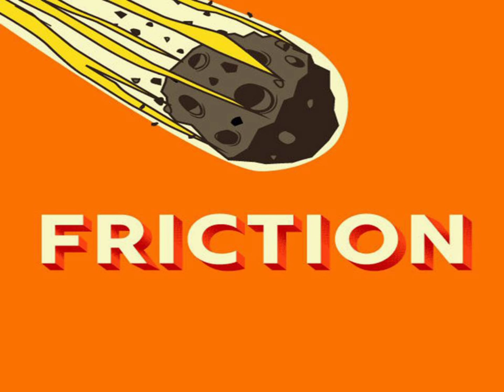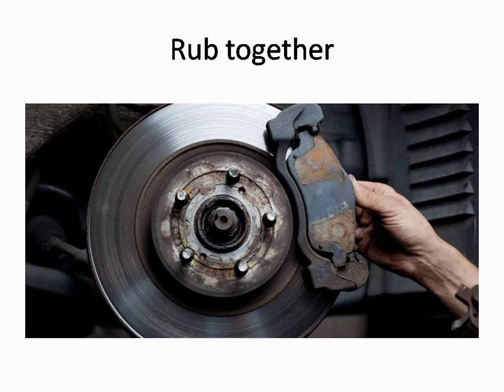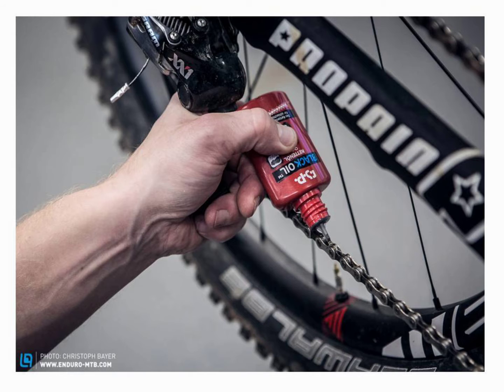Because friction causes heat, moving parts in the machines get hot when they rub together. Oil is needed to lubricate the machines and allow their parts to move easily.